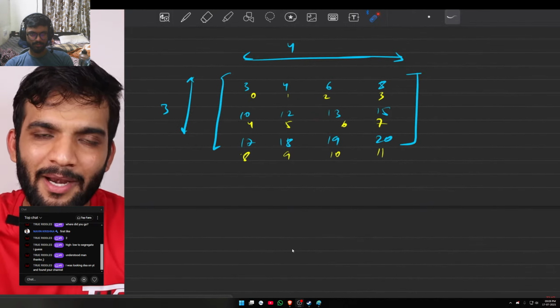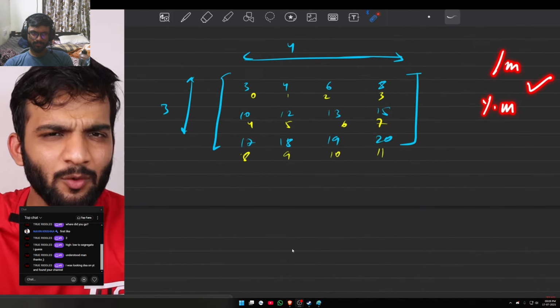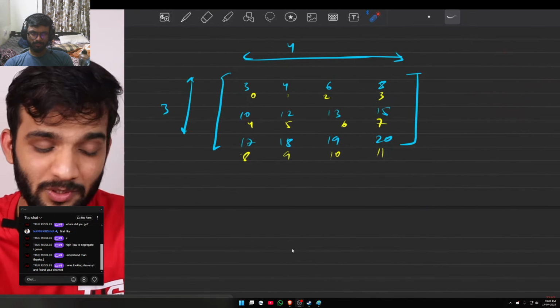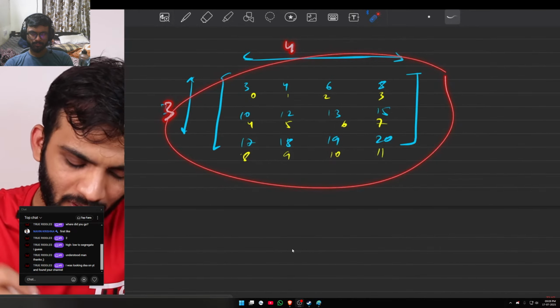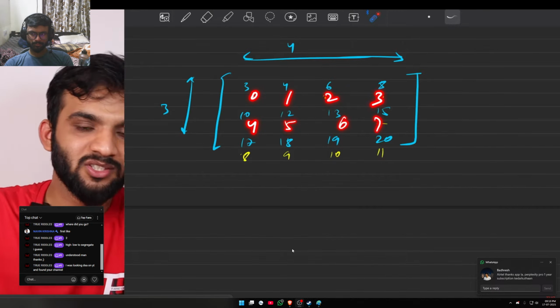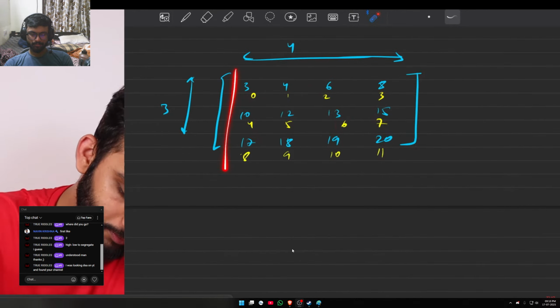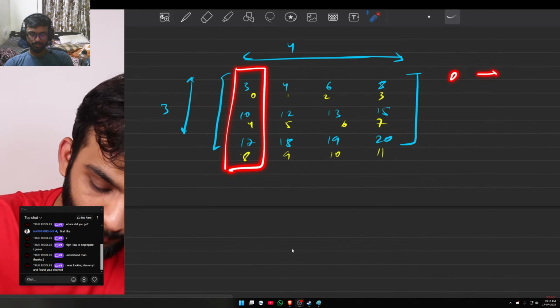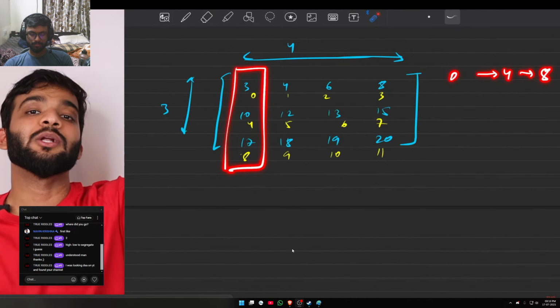Yes, it works. So you might be thinking, divided by m, modulo m is working fine, but what is the intuition behind it? The intuition is super simple. We have 3 rows, 4 columns. I've taken an example and written down the hypothetical 1D coordinates. Let's observe something. The first column is always having multiples of 4.